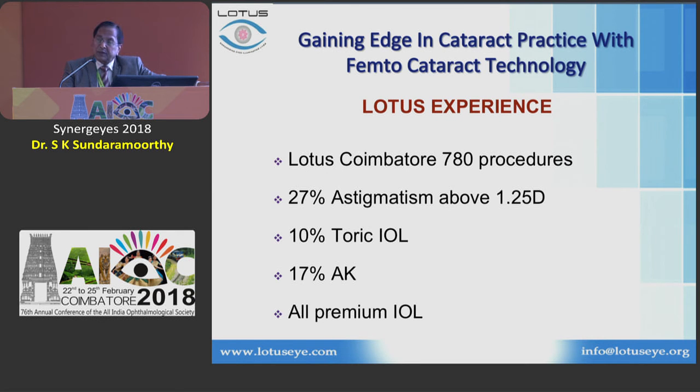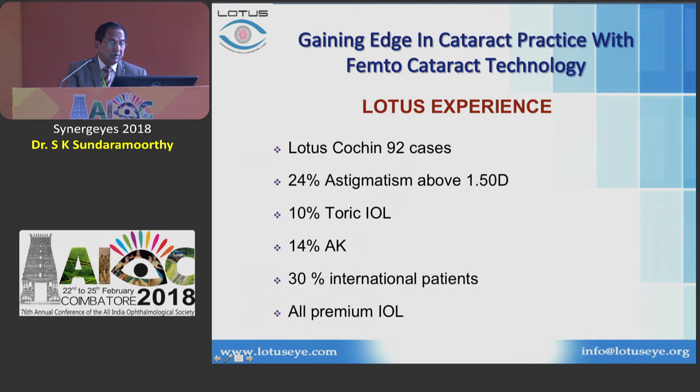Lotus Coimbatore has completed around 780 procedures. 27% astigmatism we identified, 10% toric IOL, 17% we have done AK, and all premium IOLs have been performed. In Cochin, 92 cases in 4 months, and 24% astigmatism above 1.5, 10% toric IOL, and 14% AK, 30% international patients, all premium IOLs.